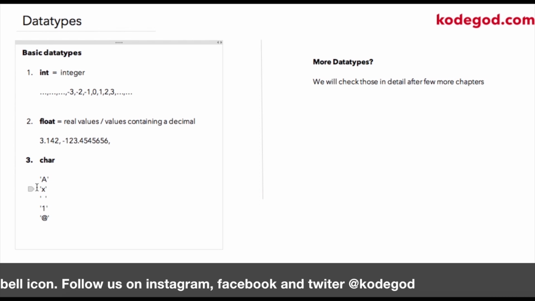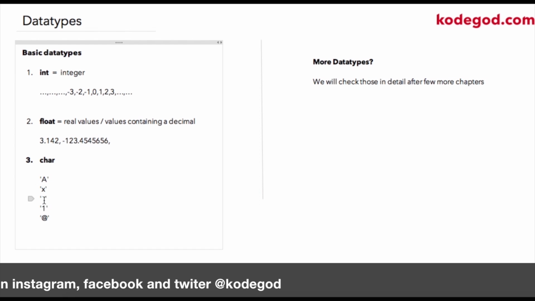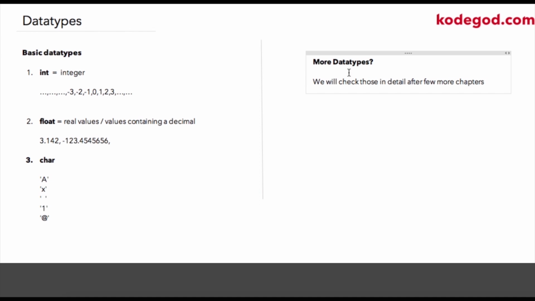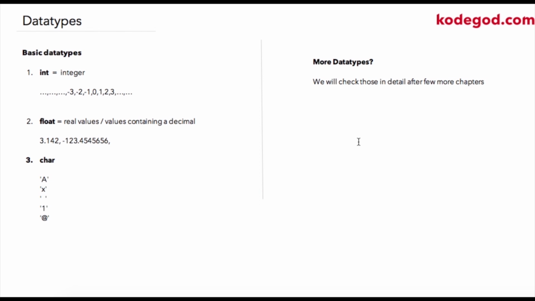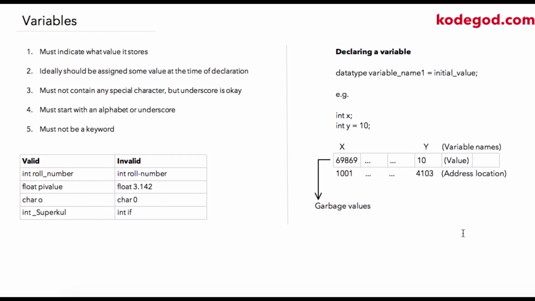So A, X are characters. Space is also a character. All digits can also be displayed as a character, and all the special symbols too. Apart from these three basic data types, there are more data types available in C, but that we will check in coming lectures. In this lecture, we are going to check what variables are.